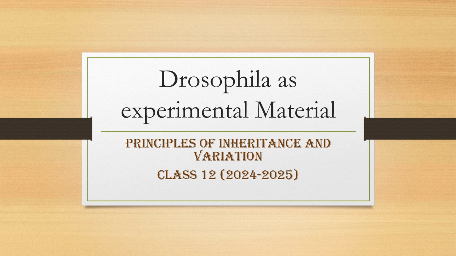So today we are here with a very important question which is coming in many of your exams. Let's discuss that: why is Drosophila used as an experimental material in many genetic experiments? We have also seen that in the principles of inheritance and variation it was used as an experimental material by Thomas Morgan as well. So let us see what are the reasons behind that. Without further delay, let's get started.